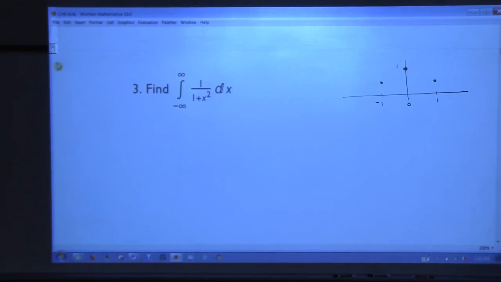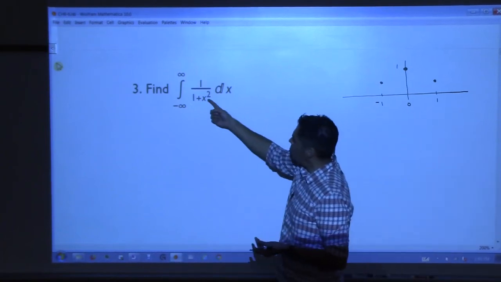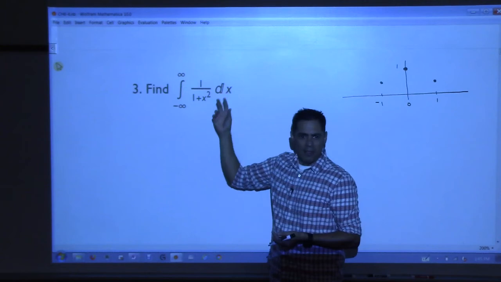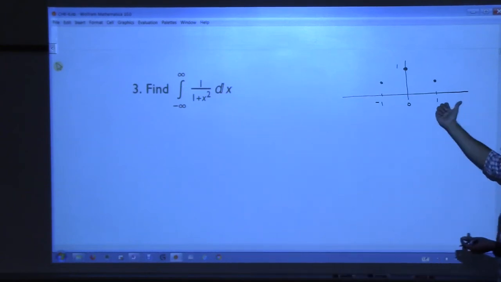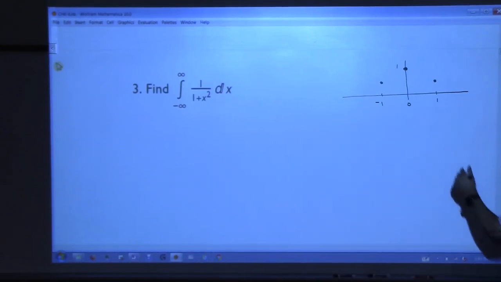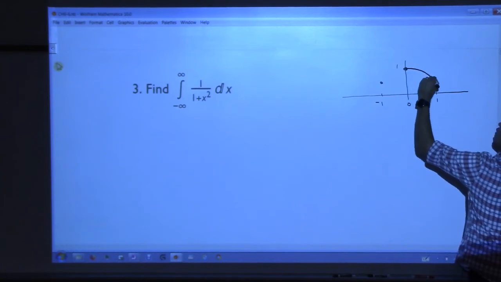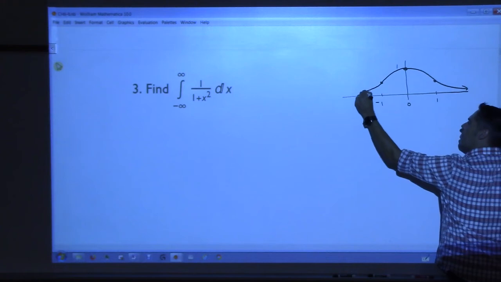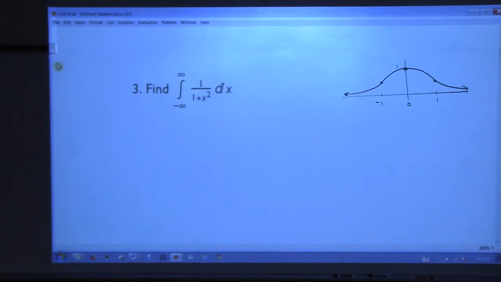And if we plugged in, let's say 2, what would happen? 2 here, 4, we get 1/5. We plug in 3, we're going to get like 1/10. So what's happening is as we go out this way, it's getting smaller, right? And the same thing's happening that way. So it actually looks something like this. Kind of like a bell. It's kind of like a bell curve. So we would like to know the area underneath the entire thing.